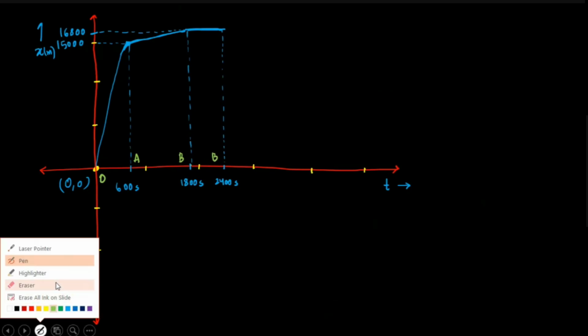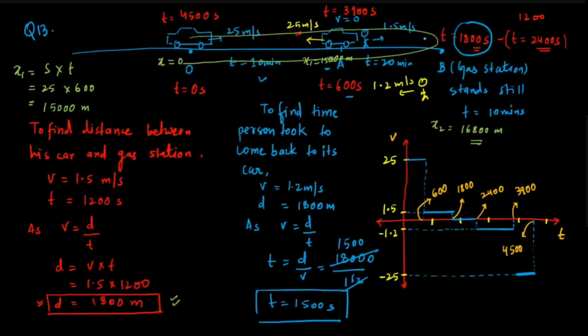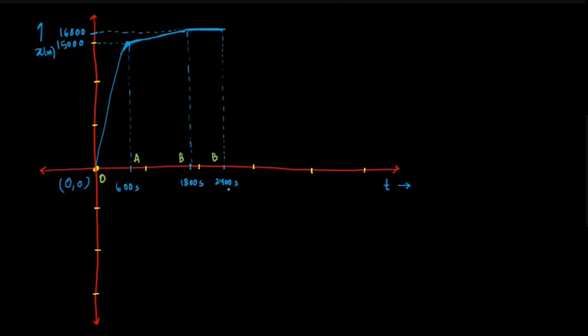Now what happens here is it starts moving back. So it has covered again 1800 meters in 1500 seconds. So 2400 plus 1500 is supposed to be 3900. So this is the point, 3900 seconds. I'll extend this line a little further till 3900 seconds.